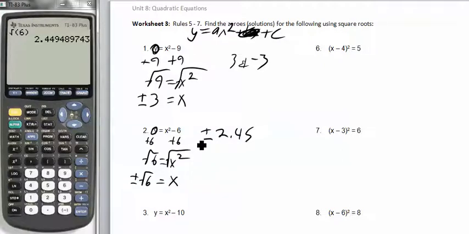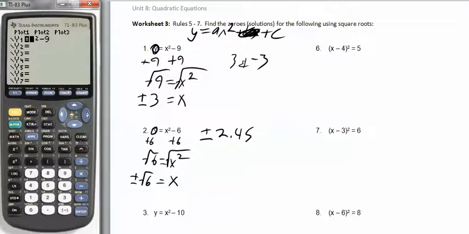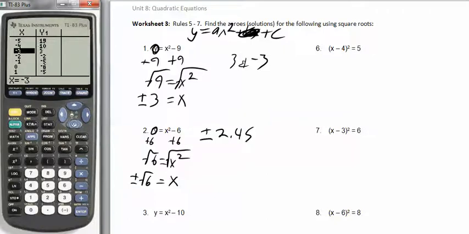You have to know that it's plus and minus. So let's take a look at how we would just do this on the calculator the way we have been learning it. We have x squared minus 6, and we graph it, and we can see it's between 2 and 3, but we can't see exactly where. It also means we won't be able to find it on the table. 0 is between here and here, and 0 is between here and here. So we have to use the other method.